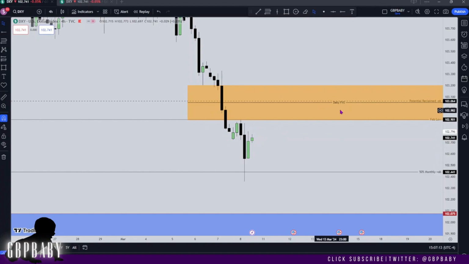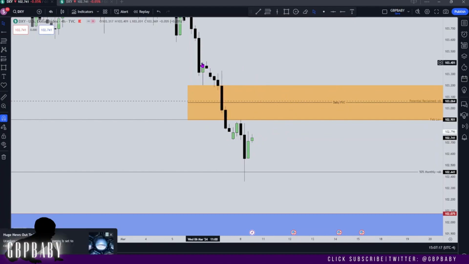But generally speaking, again, I want to see us trade into that daily fair value gap to create the high of the week. There is a bearish order block up here as well, so that's another level I'll be paying close attention to if price does manage to reach up there.